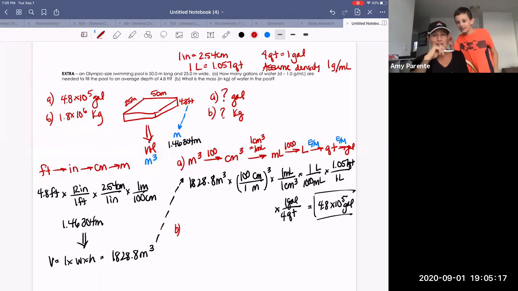Hello. There we go. We're figuring out how many gallons are in an Olympic-sized swimming pool. It's fun math.